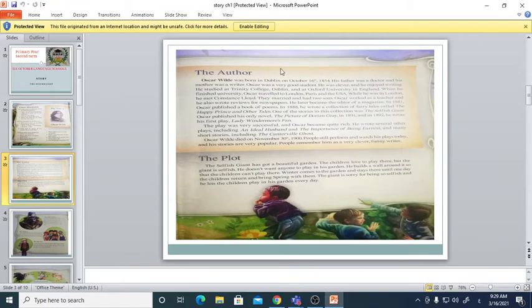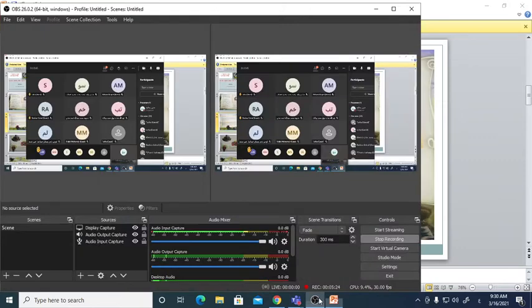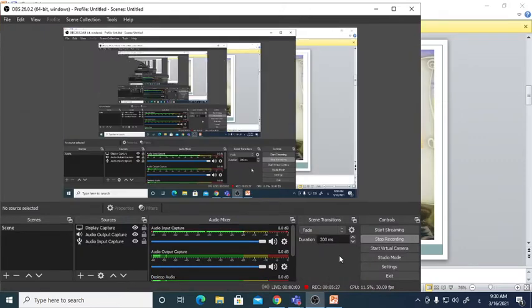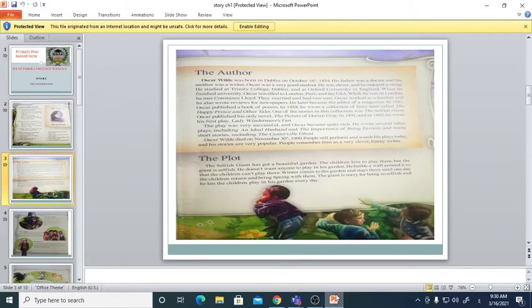Oscar Wilde was born in Dublin on October 16th, 1854. That year he was born. His father was a doctor and his mother was a writer. He studied at Trinity College. Oscar was a very good student. He was clever and he enjoyed writing.